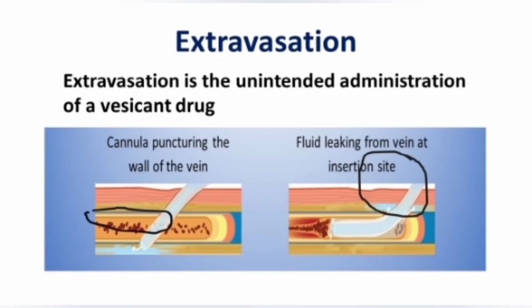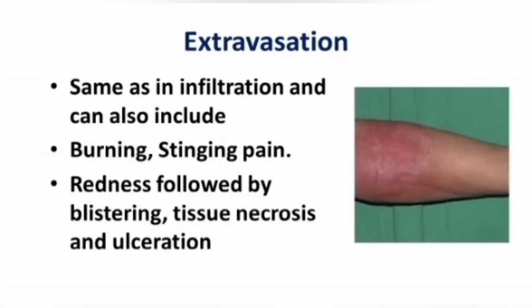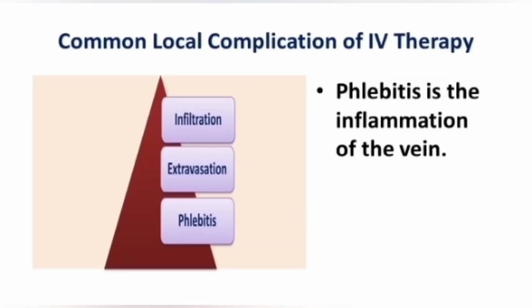In the picture you can see how the vesicant medication escapes into the surrounding tissue. The first picture shows the cannula puncturing the wall of the vein and the vesicant medication escaping into the surrounding tissue. Signs and symptoms of extravasation are the same as in infiltration and can also cause burning, stinging pain, redness followed by blistering, tissue necrosis and ulcerations. The difference between infiltration and extravasation is that in infiltration we administer non-vesicant drugs, and in extravasation we administer vesicant drugs.